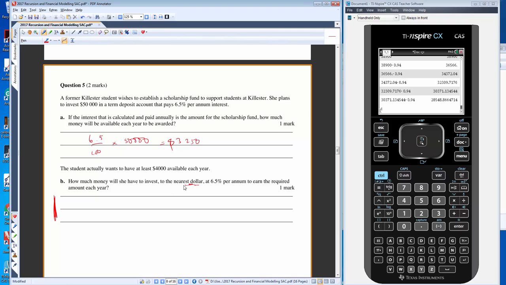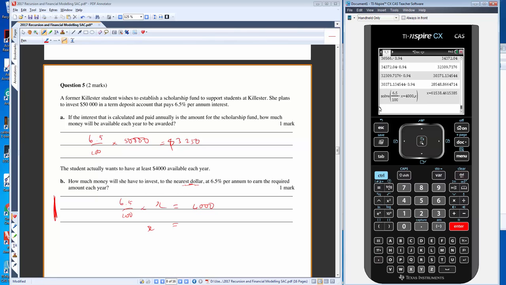So this is telling us about some rounding here. At 6.5% per annum to earn the required rate each year. So it's 6.5 over 100 times an unknown amount to give us $4,000. Okay, so we're looking for X here, which we're going to do on the calculator via a solve. So we're going to go solve 6.5 over 100 multiplied by X equals 4,000, comma X.